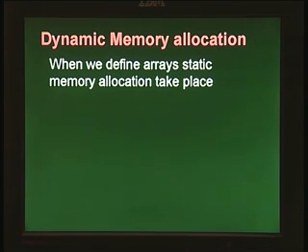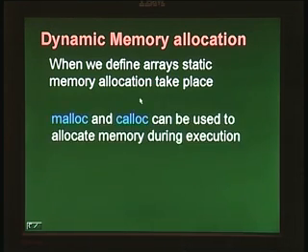Again, I may emphasize the reason for this: when we define arrays, the memory allocation is static. It takes place in the beginning of the program. But we may not need this all the time, or we may want to have memory allocated only when we use that variable. Then we can use the functions called malloc and calloc. These are two built-in functions that we can use to allocate memory during execution. That's what we're going to see now.